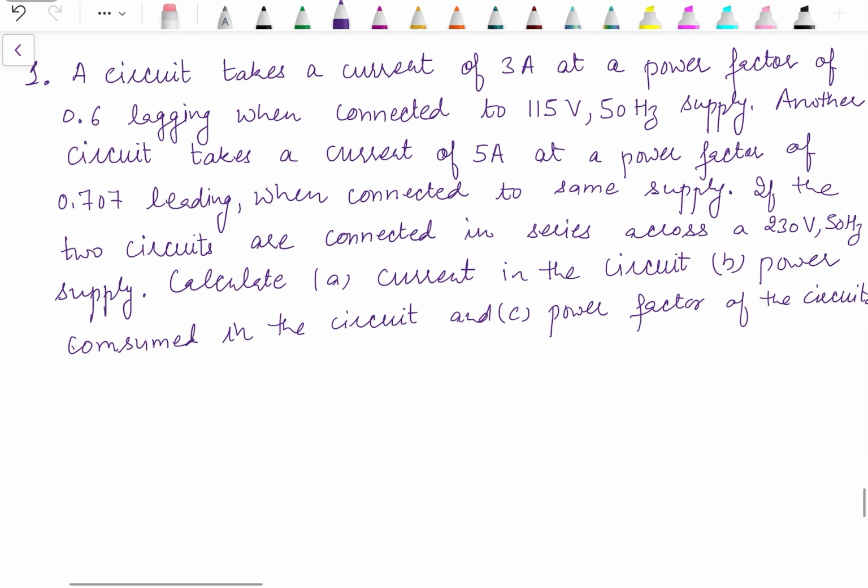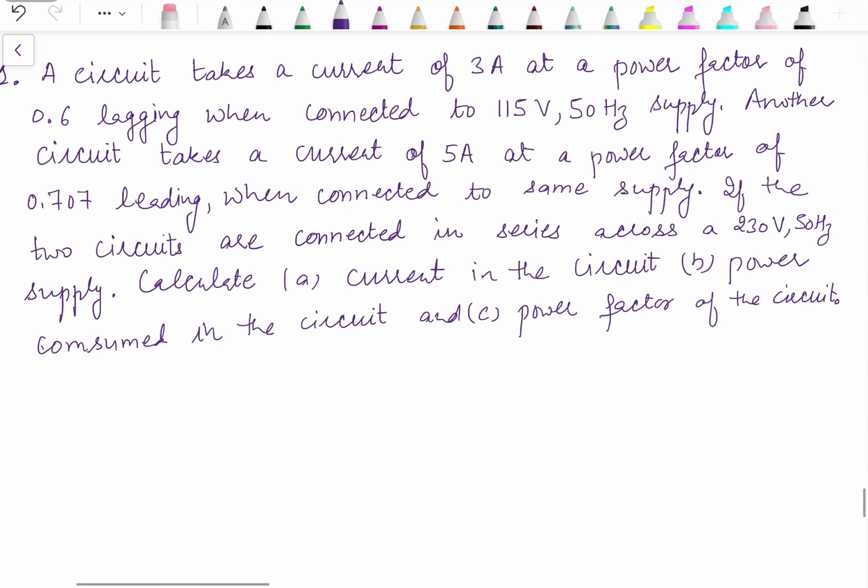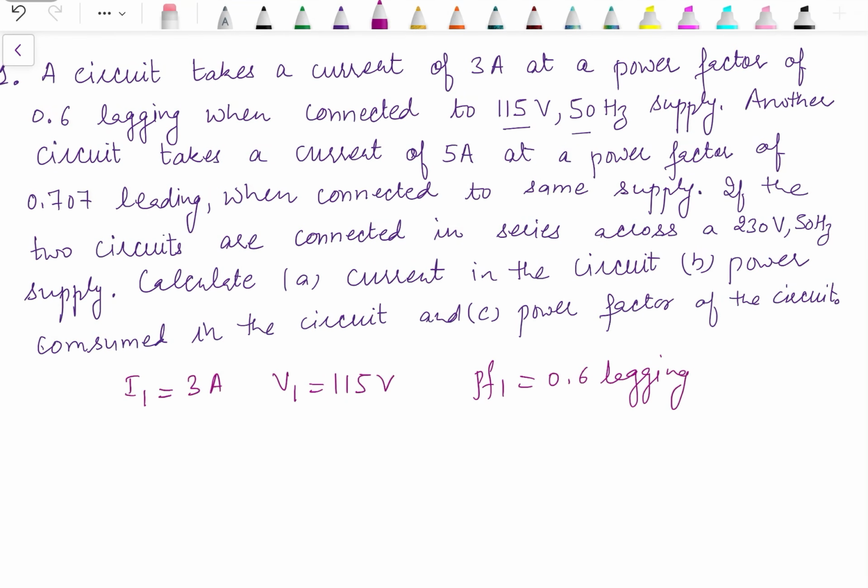The first problem is a circuit takes 3 ampere at a power factor of 0.6 lagging when connected to 115 volt 50 hertz supply. So I1 is 3 ampere, V1 is 115 volt, power factor is 0.6 lagging. So it means this is a RL series circuit.